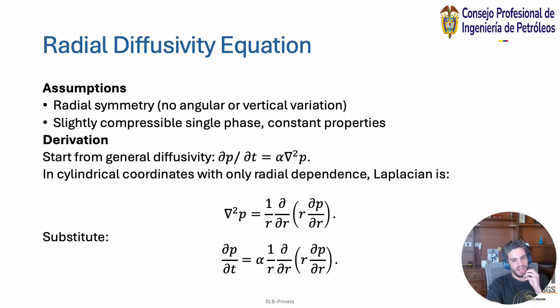So let's go through the derivation. We're taking the general diffusivity equation that we just explained, and then we're rewriting it in cylindrical coordinates, and then we're plugging it back in. And that's really the entire derivation.